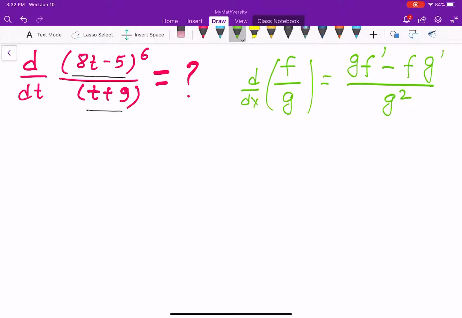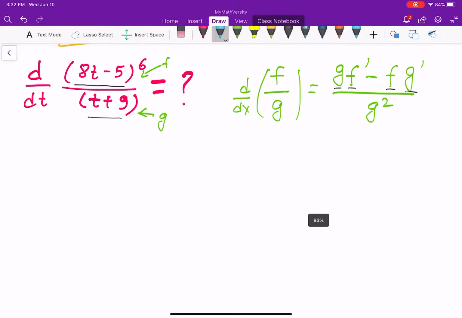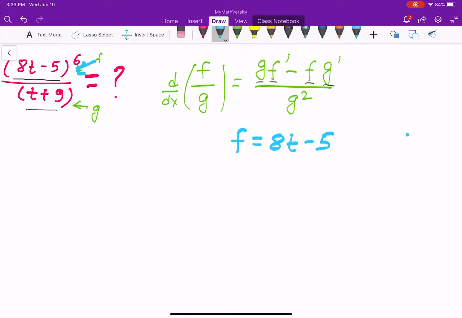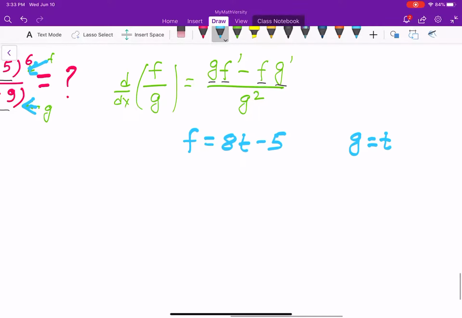So if that is the case, let's assume this is f and this is g, and let's try to use the quotient rule. If you want to use the quotient rule, we need to know f, g, f prime, g prime. So let's find all of those. Let's assume f is the function on top, so 8t minus 5. And let's assume g is the function on the bottom, which is t plus 9. Let's try to find f prime and g prime.